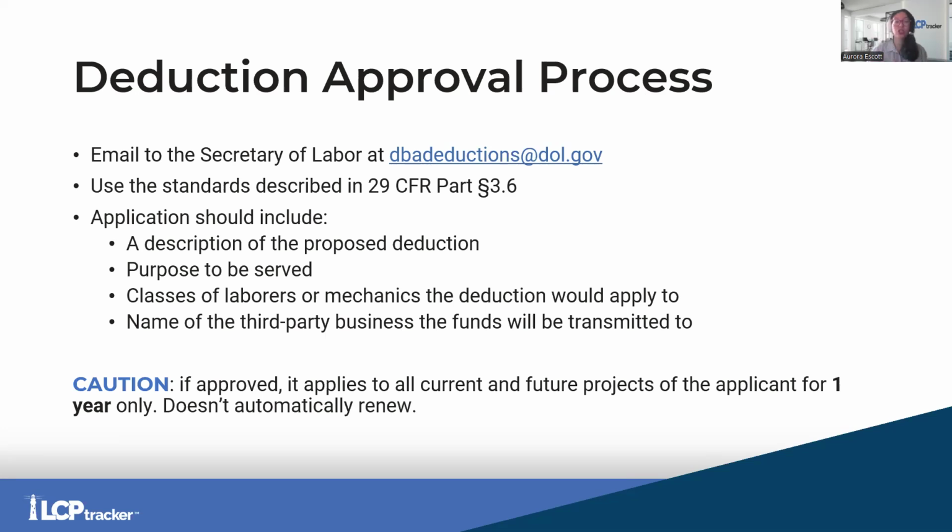Quick word of caution. These deductions, if approved, are applicable for all of your current and future projects for up to 1 year. So, if and when you do receive an approval from the Secretary of Labor, you've got 1 year. It would be highly beneficial to put on your calendars, close to the end of that expiration, to resubmit the approval request again. So this is not forever. You've got a year and you have to resubmit for approval over and over again.